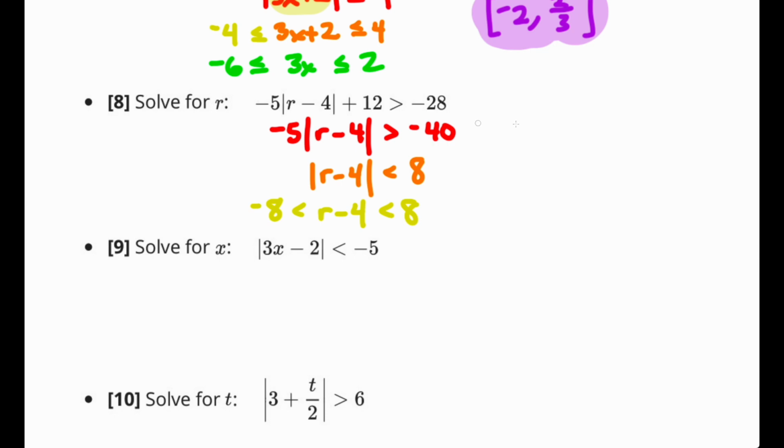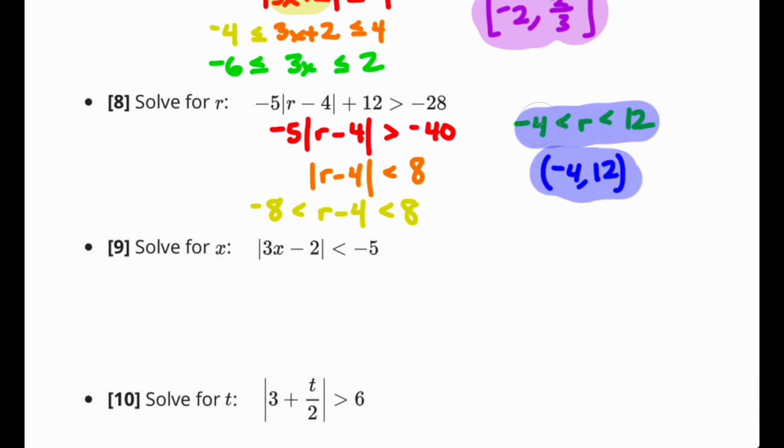Okay, from here, I'm going to add 4 to both sides. You're going to have negative 4 is less than r, which is less than 12. And that's actually the answer. I'm going to write it in interval notation just for fun. And we have our answer.